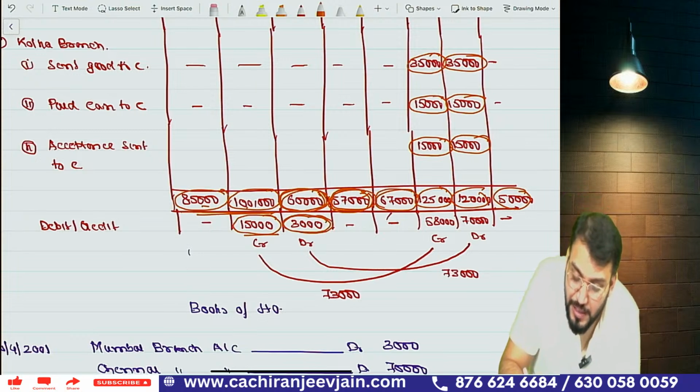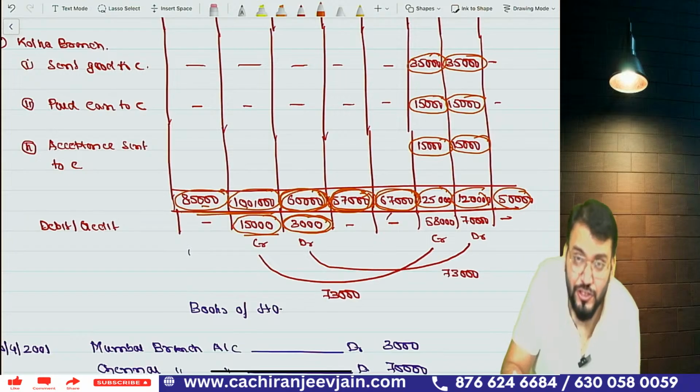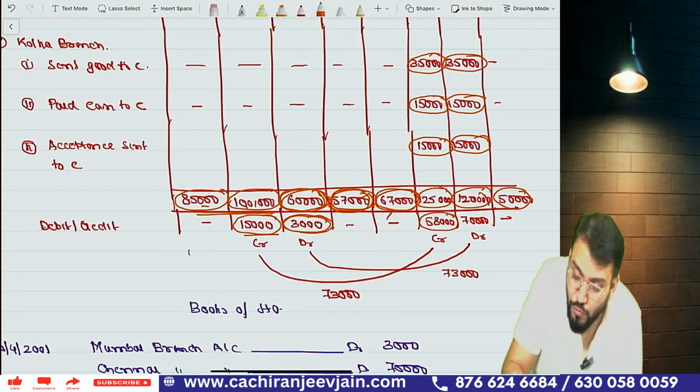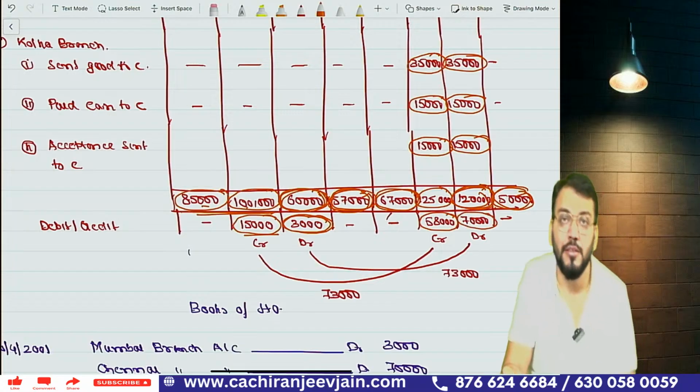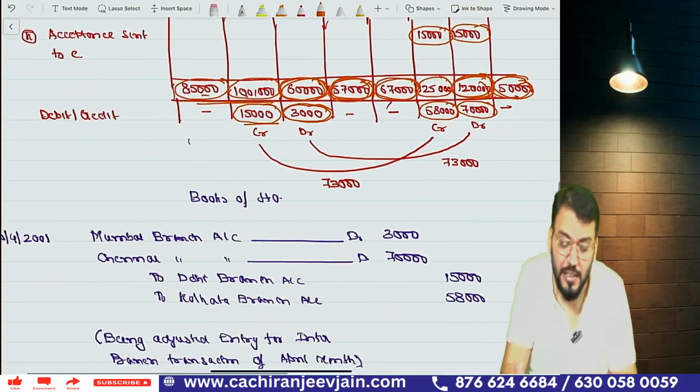Next, 67,000 debit and 1,25,000 credit. So how much credit is more? 58,000 credit is more. So 58,000 will be credited to this branch. The last, 1,20,000 debit and 50,000 credit. So you can see 70,000 debit is more in the last branch. So 70,000 will be debited. Then you need to pass one reconciliation entry in the books of head office.